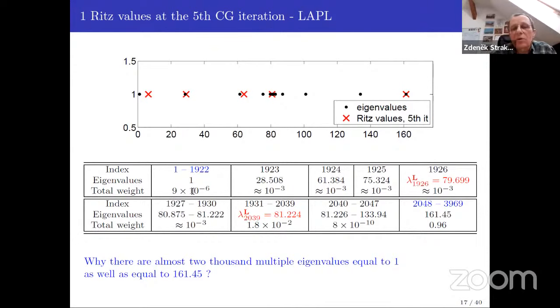And what are the eigenvalues of this preconditioned matrix? We see that the smallest eigenvalue, which is equal to 1, has multiplicity almost 2000. We have the largest eigenvalue, which has a multiplicity again almost 2000, and its value is 161.45, and something in between.